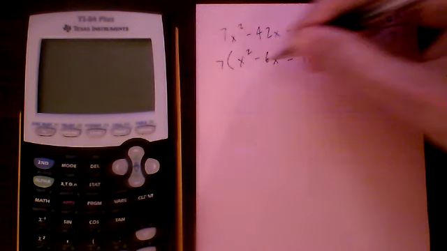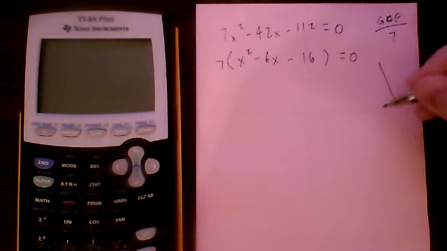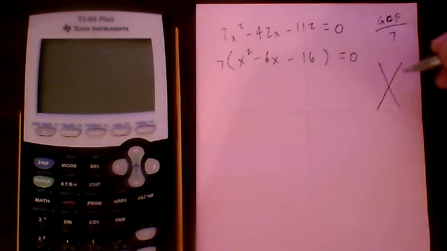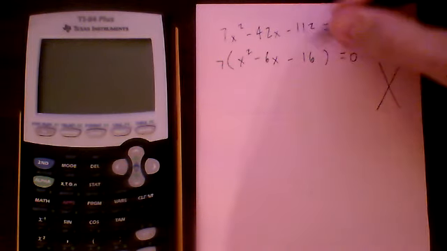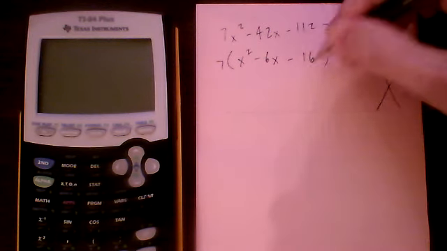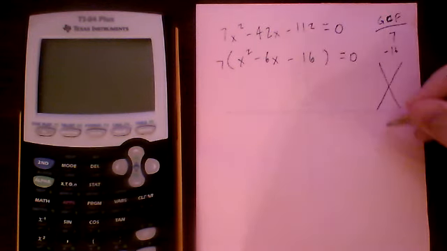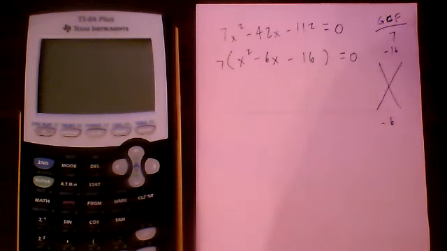If I'm looking at these three terms and I want to factor it, I'm going to set up a little x. Of course, there's a million different ways to organize your factoring. I like to think about it as an x. So what I'm going to look for are two numbers that multiply to give me -16, this number on the end, and add to give me -6. So -16 is my product and -6 is my sum.